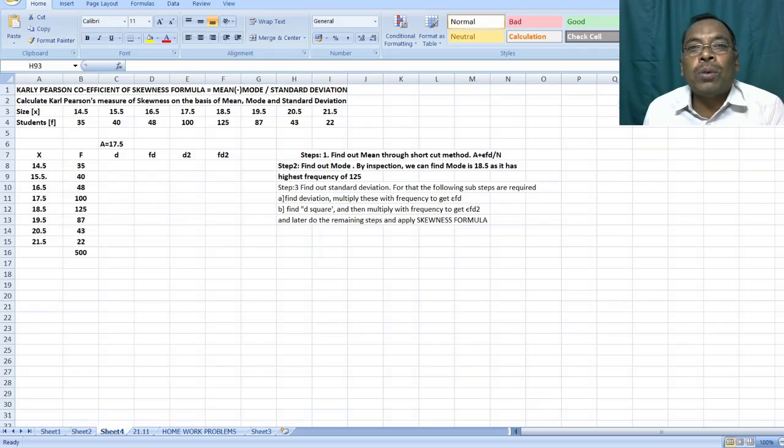And when it comes to relative measure of skewness, there are two methods. One is Karl Pearson coefficient of skewness and the other is Bowley's coefficient of skewness. So dear students, first we will understand and practice problems under Karl Pearson coefficient of skewness. Please watch this video carefully.